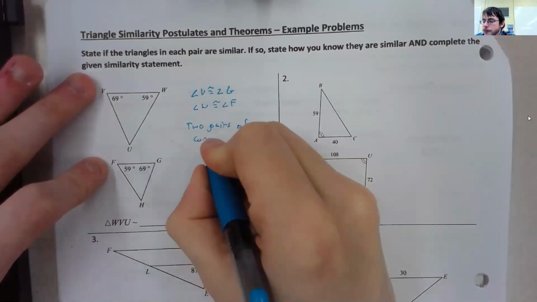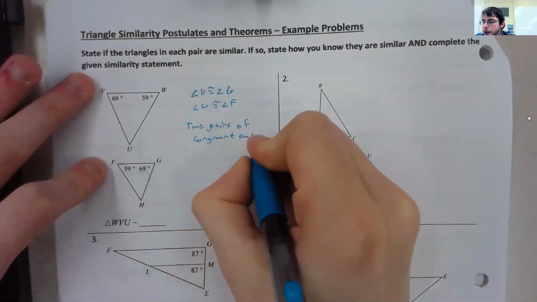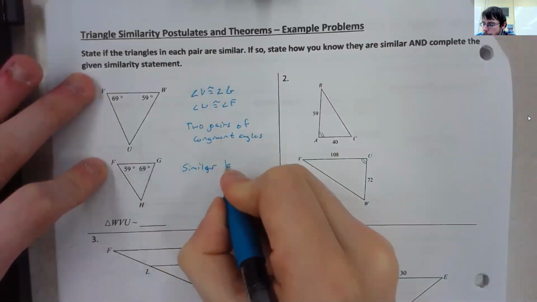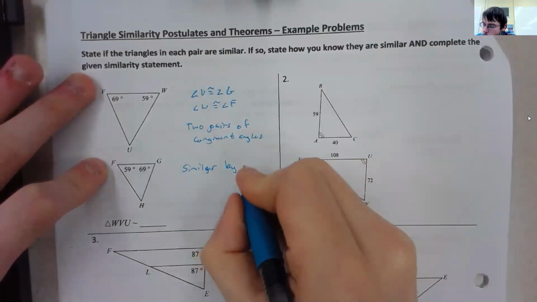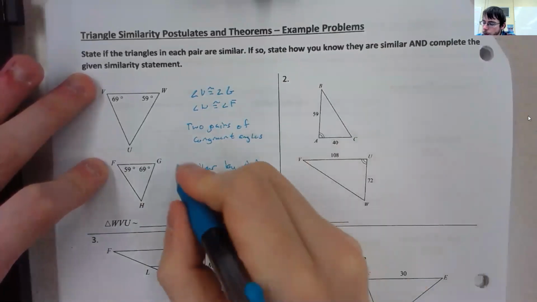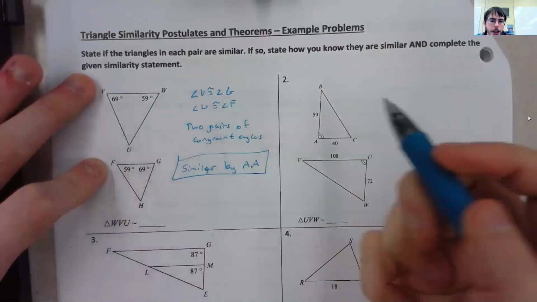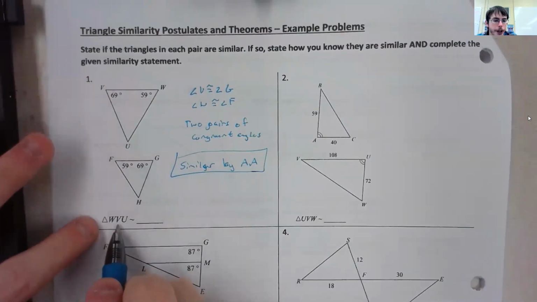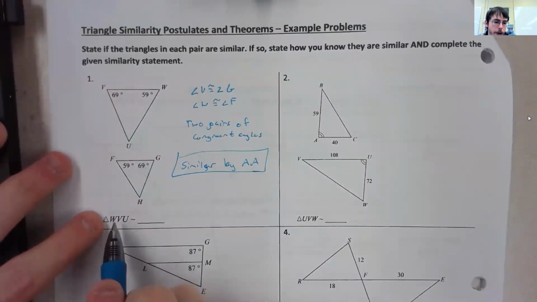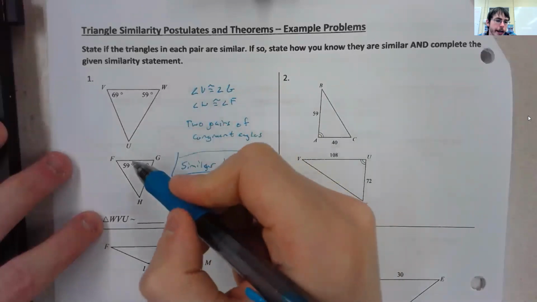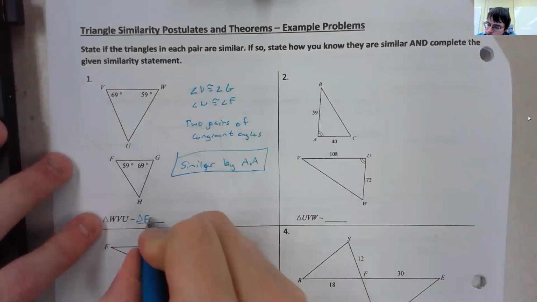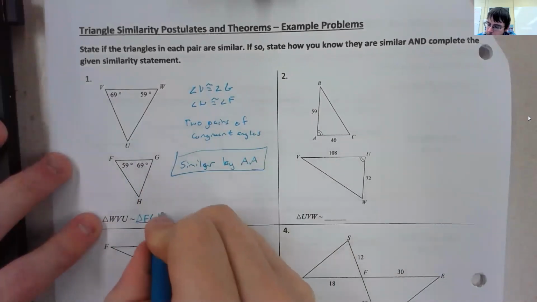So we can say that they are similar by angle angle. And then what it wants us to do is complete the similarity statement. So it has triangle WVU, and the exact same way we did congruent statements, we're going to list them in the exact same order. So W corresponds with F, V corresponds with G, and U corresponds with H.